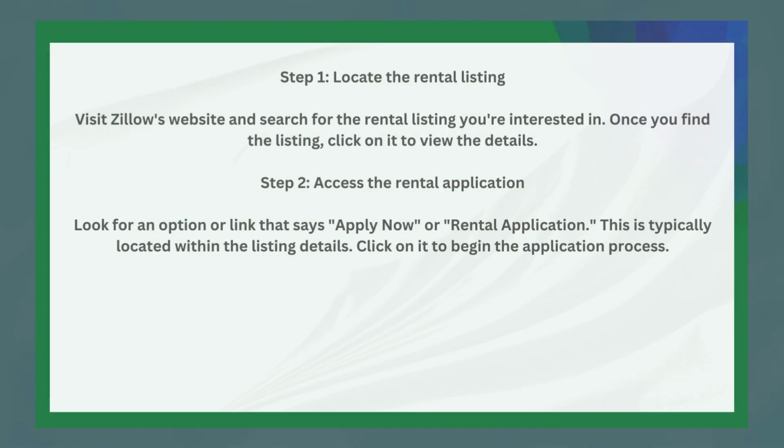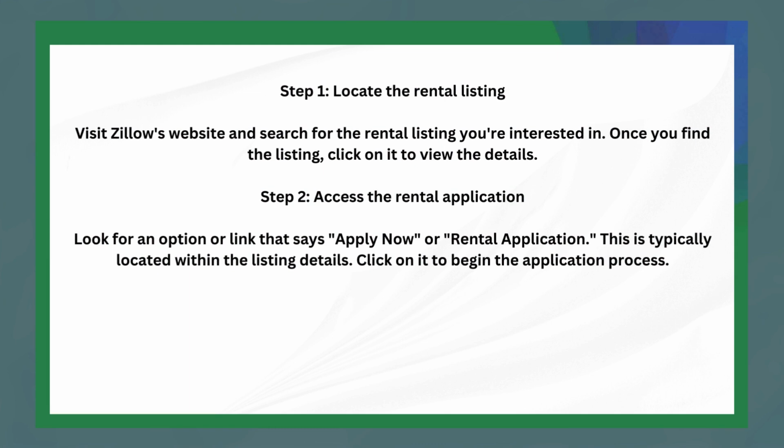The first step is to locate the rental listing. So visit Zillow's website and search for the rental listing you're interested in. Once you find the listing, click on it to view the details.